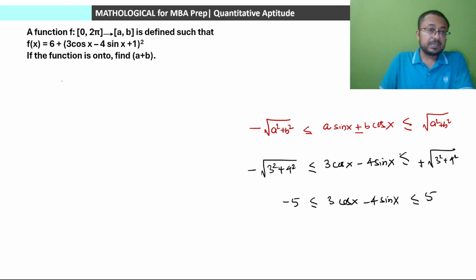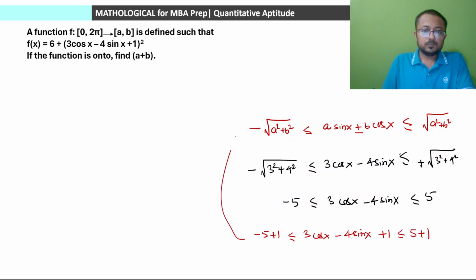But question हमें बता रहा है 3 cos x minus 4 sin x plus 1. So we'll have to add 1 to this inequality. तो 1 add कर दो, तो this will be minus 5 plus 1 should be less than equal to 3 cos x minus 4 sin x plus 1, and this will be less than equal to 5 plus 1. So basically minus 5 plus 1 is equal to minus 4, which is less than equal to 3 cos x minus 4 sin x plus 1, and this is less than equal to 6.